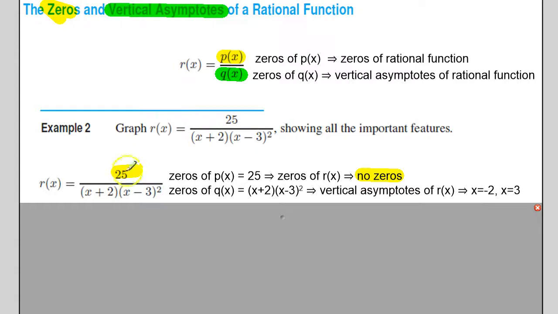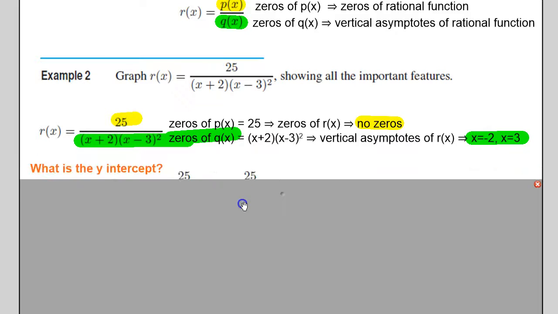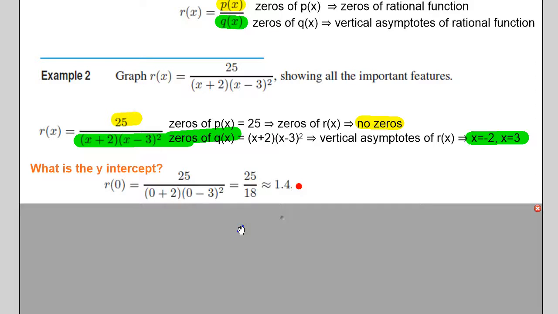And the zeros of the denominator right here will give us the vertical asymptotes of the rational function. And those are x equals -2 and x equals 3. So now let's go ahead and graph what we know without using a graphing calculator. First thing we want to take advantage of is the y-intercept. You know how to evaluate the y-intercept. But just because I have the vertical asymptotes and the y-intercept, it doesn't give me a full picture of what's going on. So we have to take a look at what's happening at these vertical asymptotes.